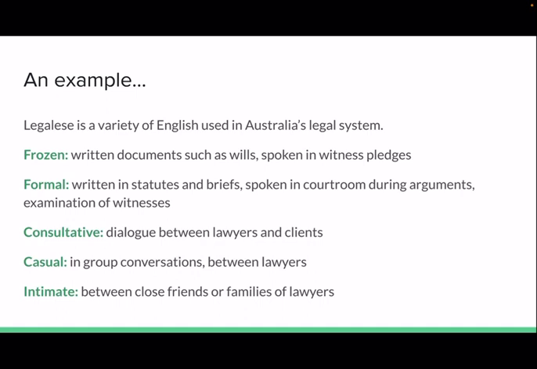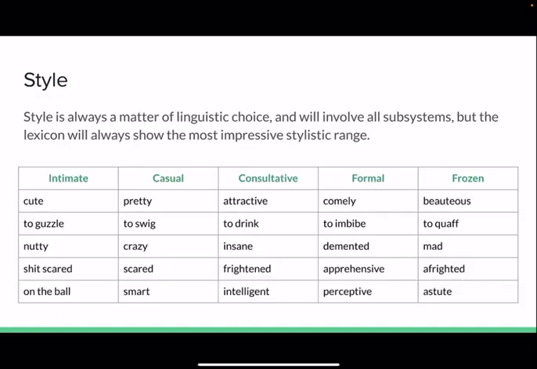Consultative might be the dialogue between lawyers and clients. So you're going to have definitely some informal language there, but you'll also have some more formal language used by the lawyers and the law terms as well. Casual could be in-group conversations between lawyers or between clients, possibly. And intimate between the close friends or families of the lawyers. So outside of their job, they're likely to use more intimate register.